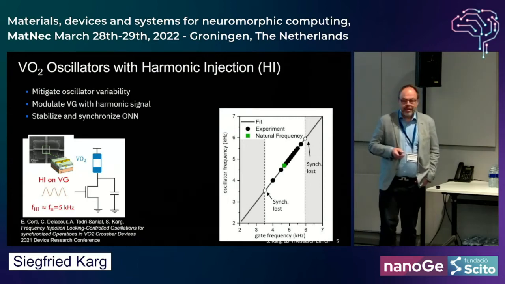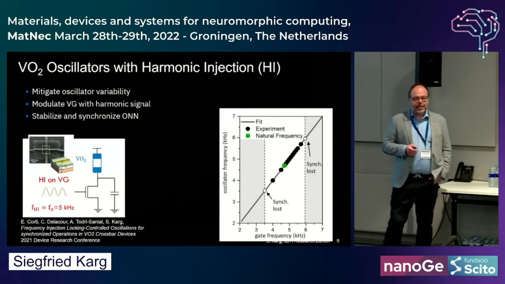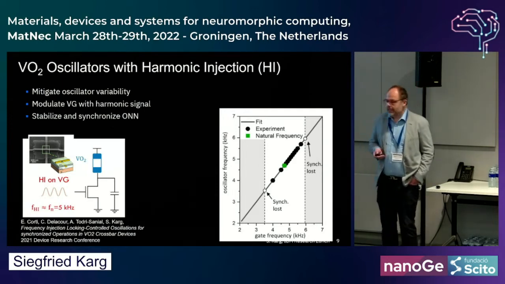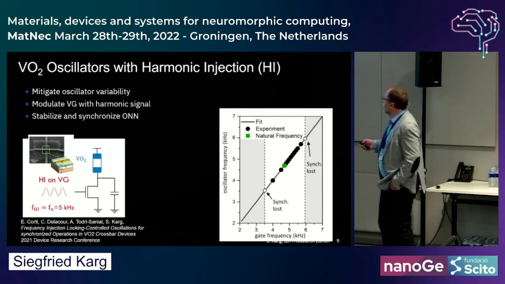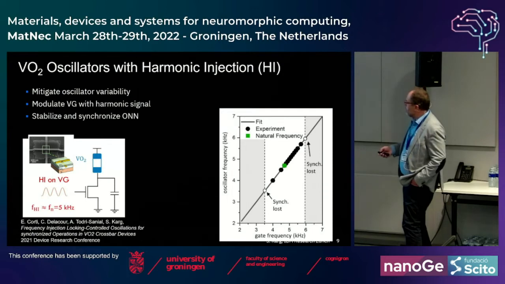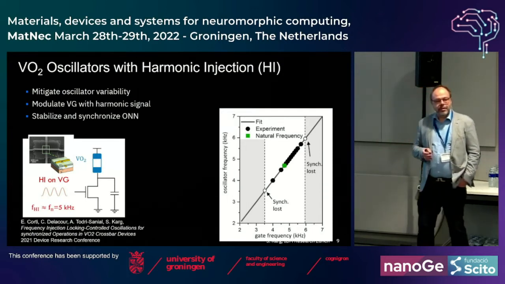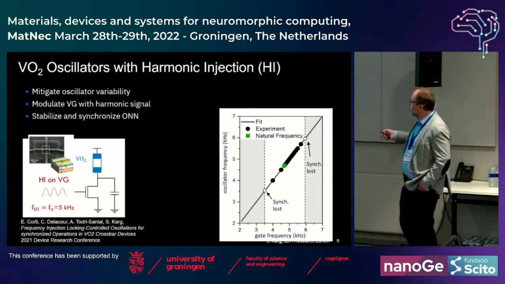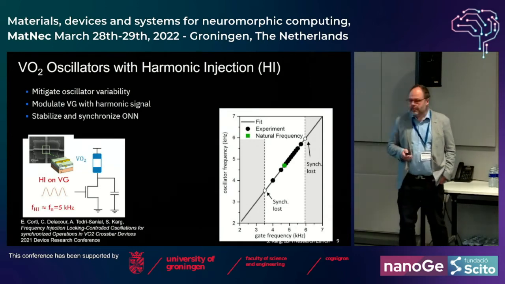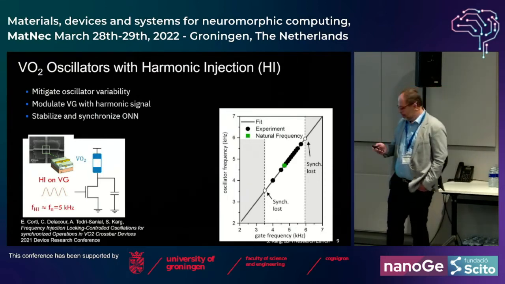If we help them with this external frequency, then it will be easier to couple them, as we will see later. And that's the experiment that we did. In green, that's the natural frequency of this oscillator, and then we can tune the gate frequency in a certain range, 3.5 kilohertz to 6 kilohertz, and our oscillator will follow. If you tune too much, then we lose synchronization, and then the oscillator will oscillate with its natural frequency again.